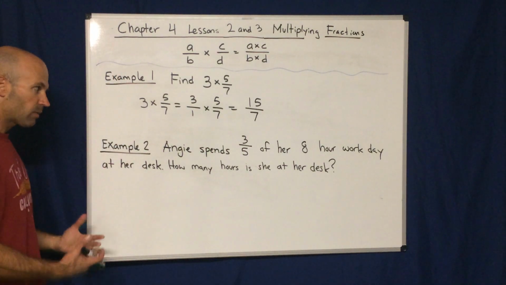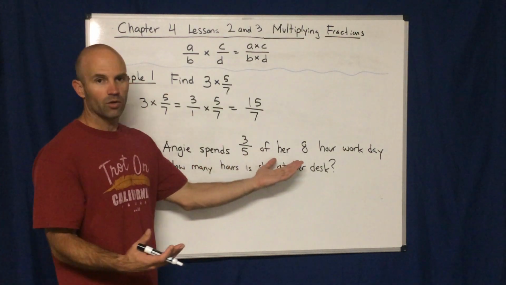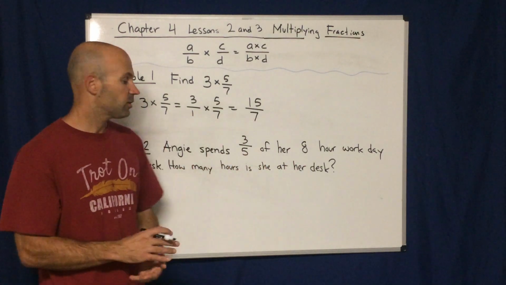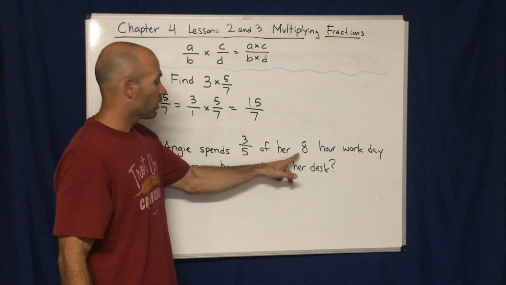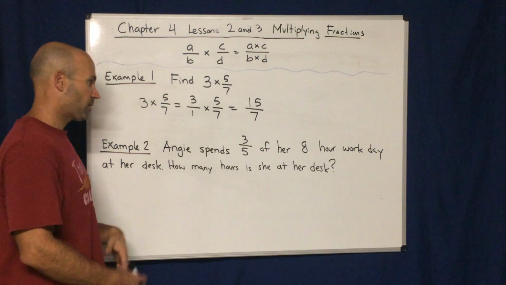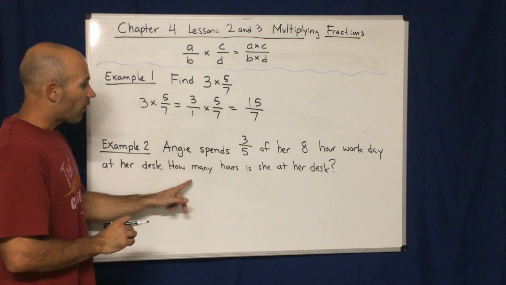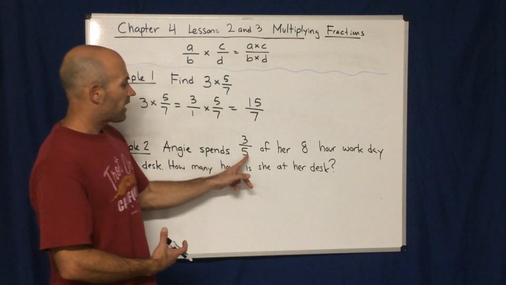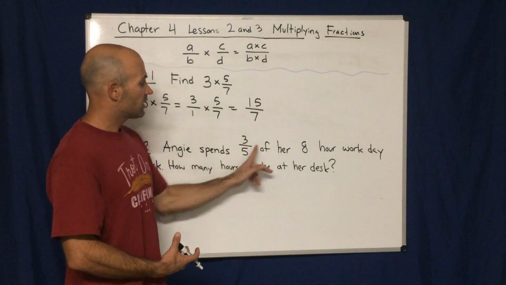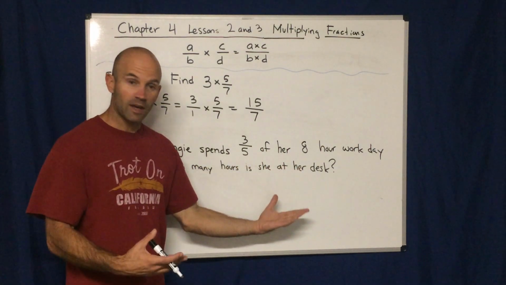Example 2 is a word problem, and I like this problem because it shows what it means to multiply a fraction times a whole number. Numerically, what is that answer telling you? So Angie spends 3/5 of her 8-hour workday at her desk. So maybe the other 2/5 she's spending outside. How many hours is she at her desk? Here, if we multiply 3/5 times 8, we're taking 3/5 of this number 8, and that'll give us how many hours she's at her desk.